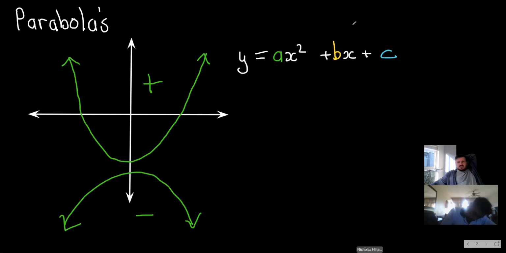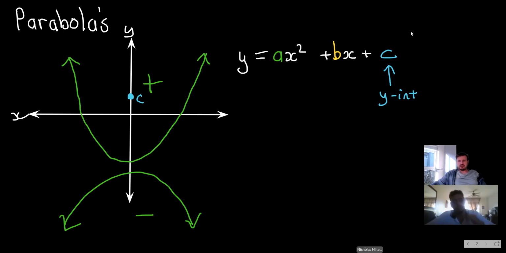Now, c is the same as with your straight line graph. So your c is your y-intercept. This would be your c here. So whatever c is, it would be where it intercepts the graph.